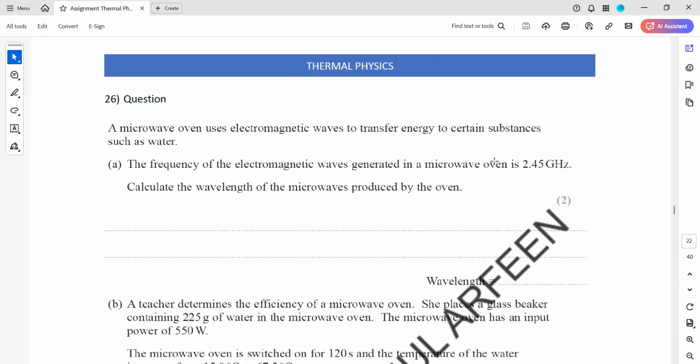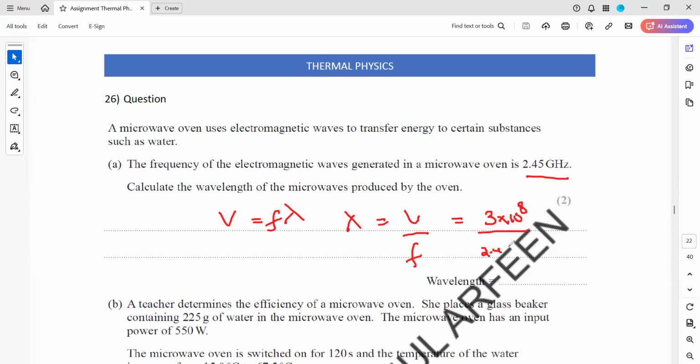Thermal physics, question 26. A microwave oven uses electromagnetic waves to transfer energy to certain substances, such as water. The frequency of an electromagnetic wave generated in a microwave oven is 2.45 gigahertz. Calculate the wavelength. If we need the wavelength, we have the formula v equals f lambda. So lambda will be equal to the ratio of speed and the frequency. Speed of all electromagnetic waves is 3 times 10 to the power 8.